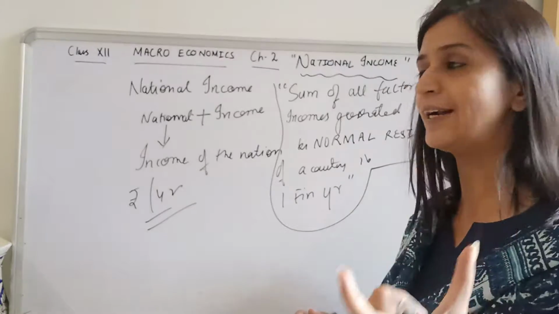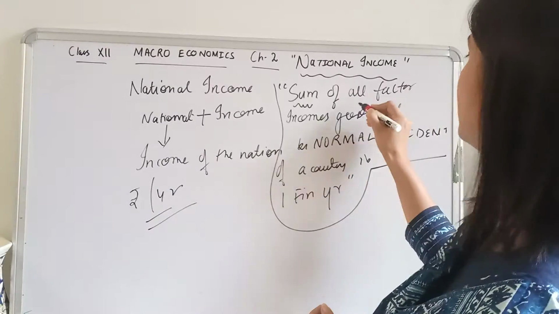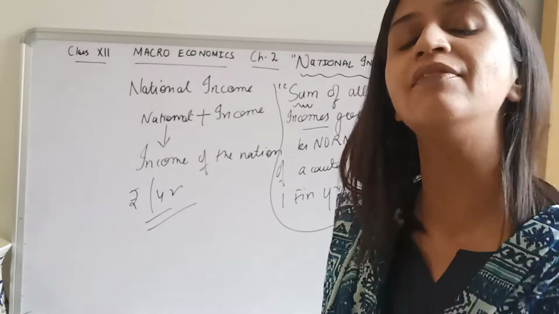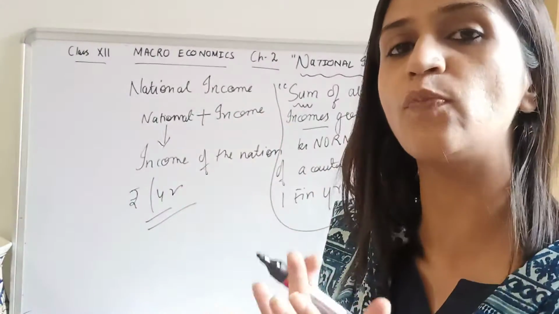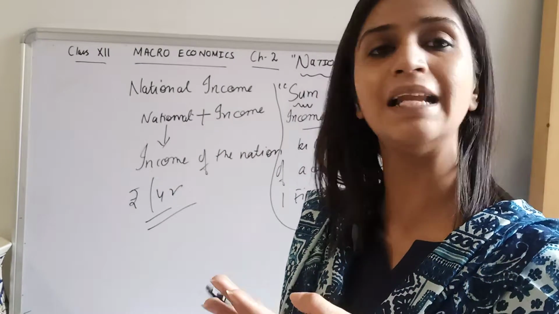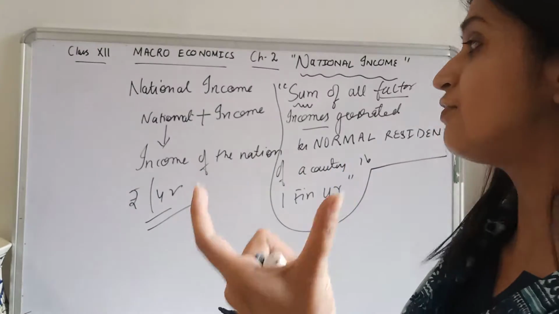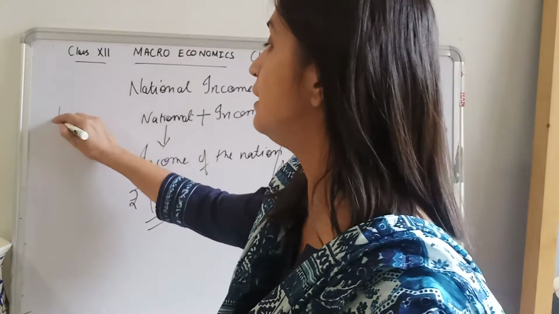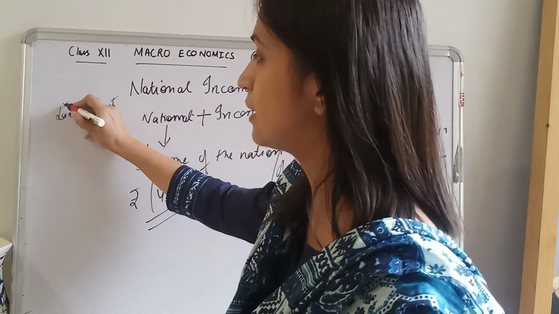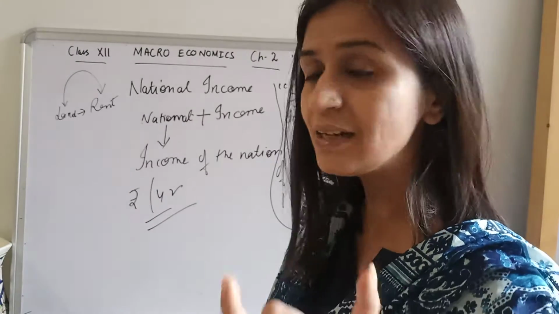Now, can we have a look at this definition? Sum of all factor incomes. Sum means addition. We have to add. What do we have to add? Factor incomes. We have learned in microeconomics about factors of production. Any resource which is required to run a factory, may it be land, labor or capital, right? So, if a factory owner is hiring the land, he may need to pay rent. Now, this is the factor and this is the income. Rent may be called the income.